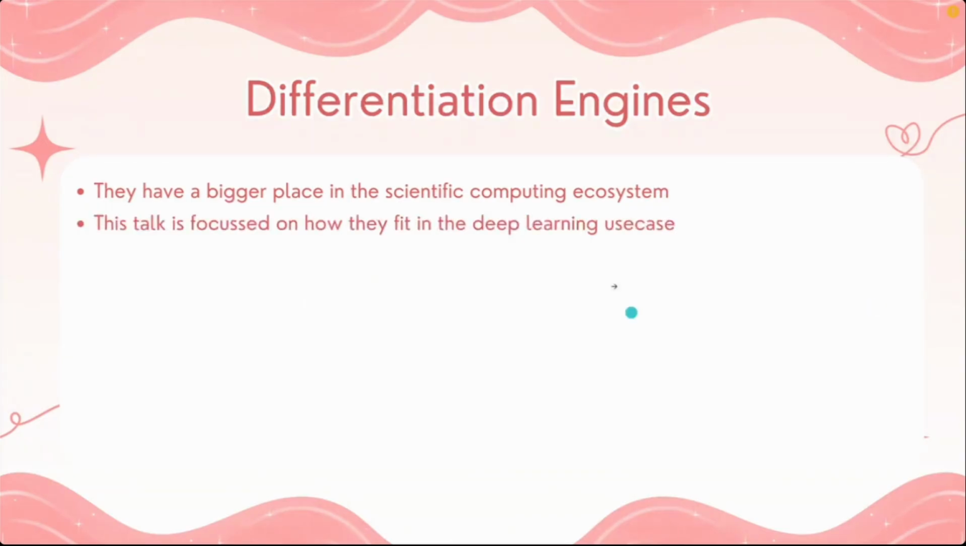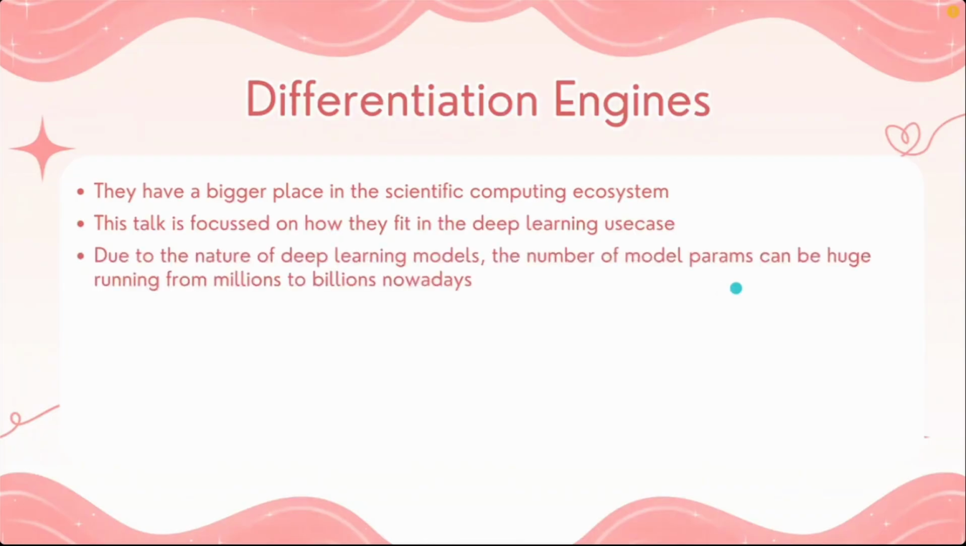So I'll go through all the different types of differentiation possible, with pros and cons based on how they fit into the deep learning ecosystem. If you have been following large language models like ChatGPT, Llama, or anything, you'll know that the parameters can go from a few millions to many billions. So the differentiation engine should be designed in such a way that it can act on a large number of inputs.